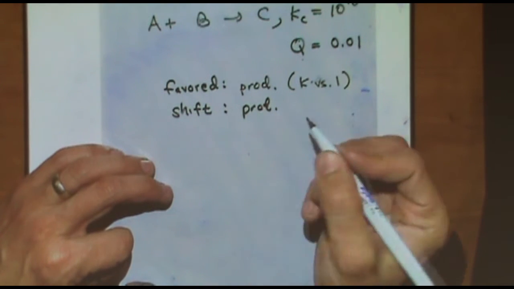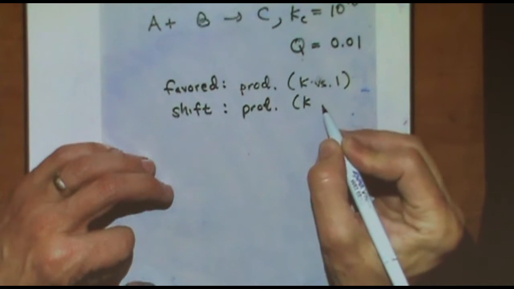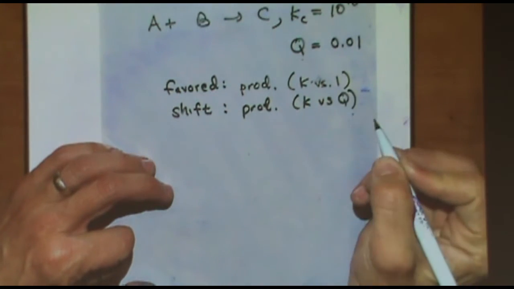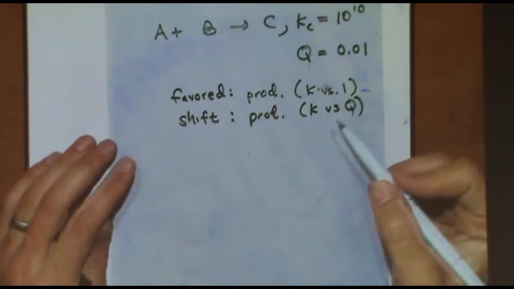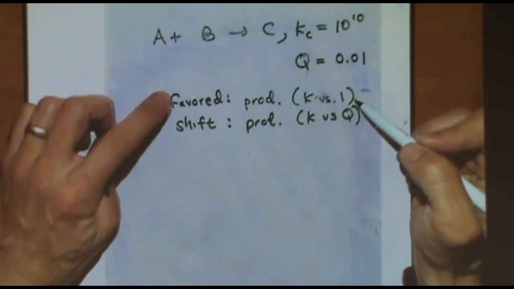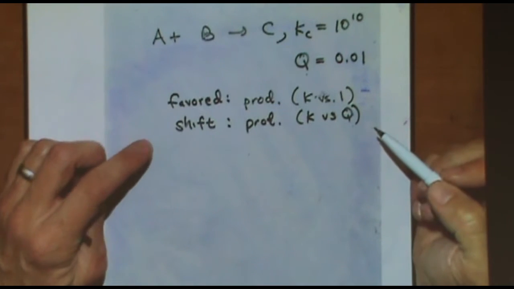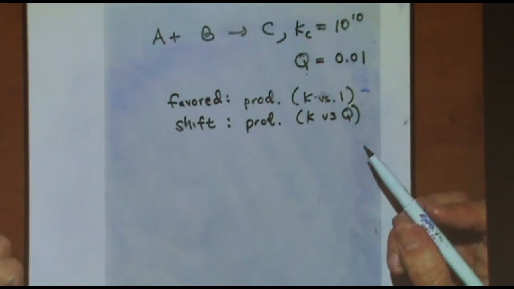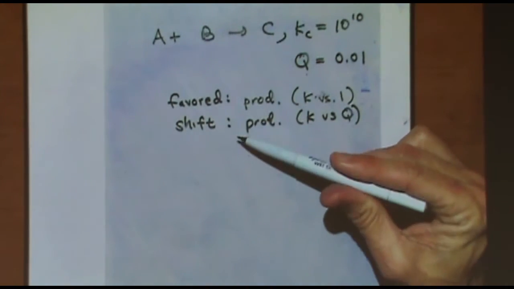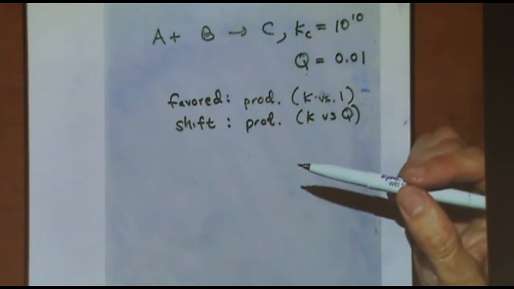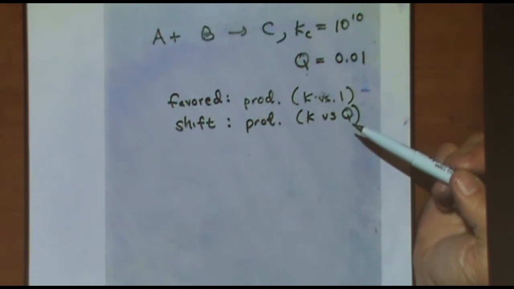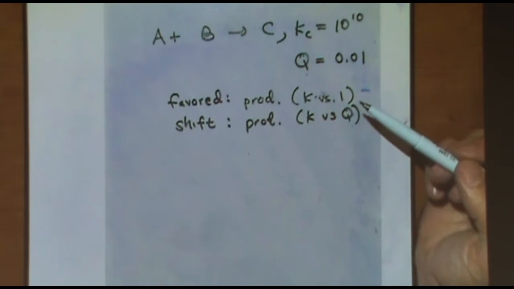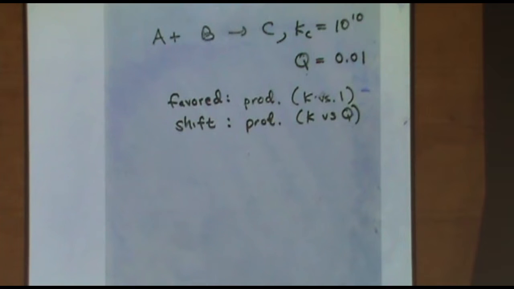Is that okay? Okay, well make it okay by the exam, okay? So here I'm comparing K versus Q. So it's what you're comparing K to. 1, you're talking about favored. Q, you're talking about shift. Is there any scenario where the shift will go towards the reactants? Yes or no? Yes, if Q is greater than K. It was not in this scenario, but it could happen. Okay. Alright, is that good? Next. Yes?